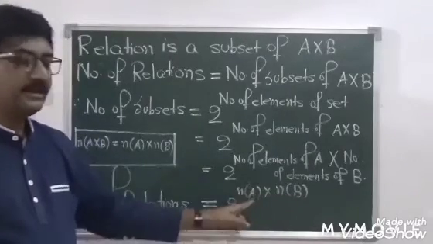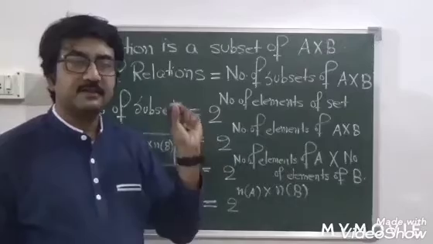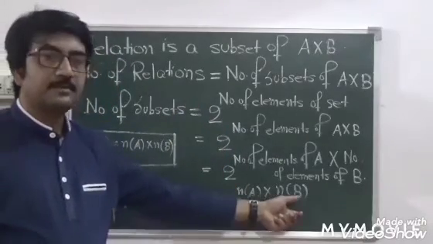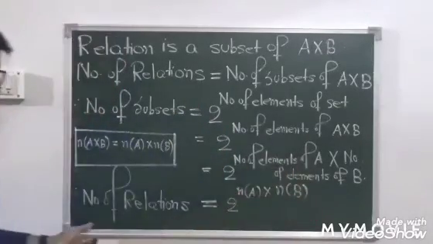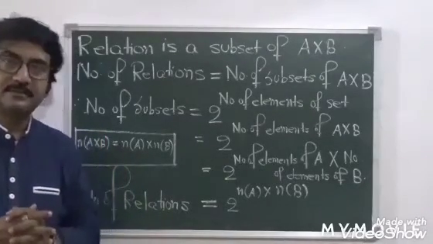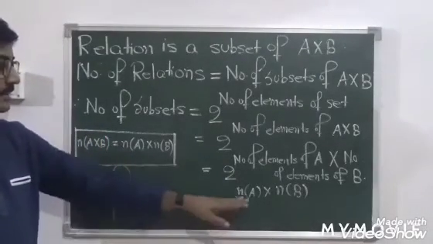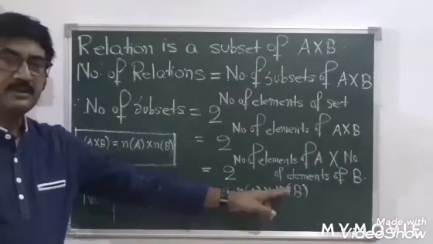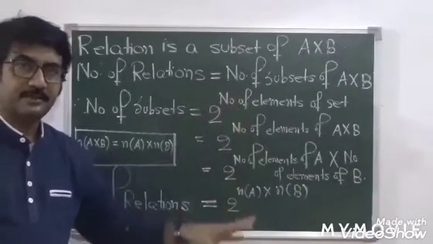Here n(A) is the cardinal number, that is, the total number of elements present in set A, multiplied by the total number of elements in set B. So the total number of relations that can be defined from set A to set B is equal to 2 to the power of the number of elements in set A times the number of elements in set B.